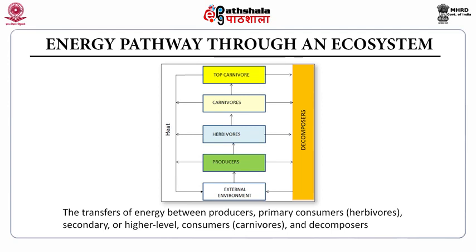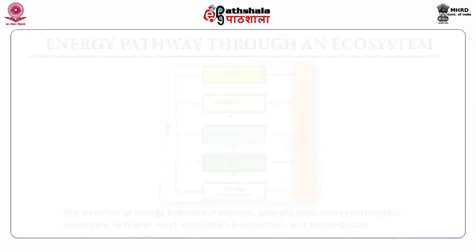This is another way of showing the energy pathway through an ecosystem from an external environment to producers, to herbivores, then to carnivores and the top carnivores. And then the energy transfer from all the trophic levels occurs to the decomposer compartment. And the dissipation of energy is shown by the heat output from different trophic levels.